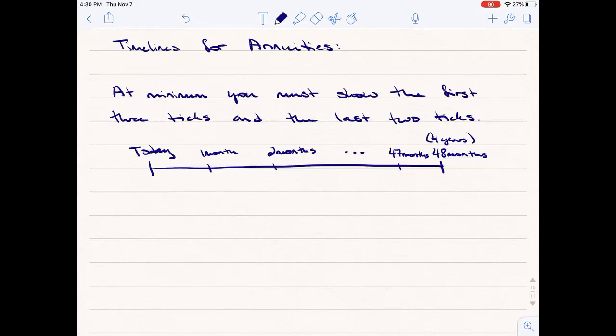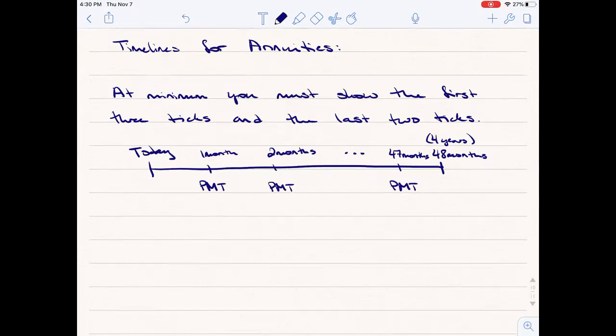And then what I'm going to do is put the payment amount under each of these ticks. I don't start today because the payments are being made at the end of each month, not until chapter 7 that they might be done at the beginning. And so I've got a payment of whatever amount, a PMT, that's the payment amount at 1 month. And I've got a PMT at 2 months, a PMT at 47 months, and the final PMT at 48 months.